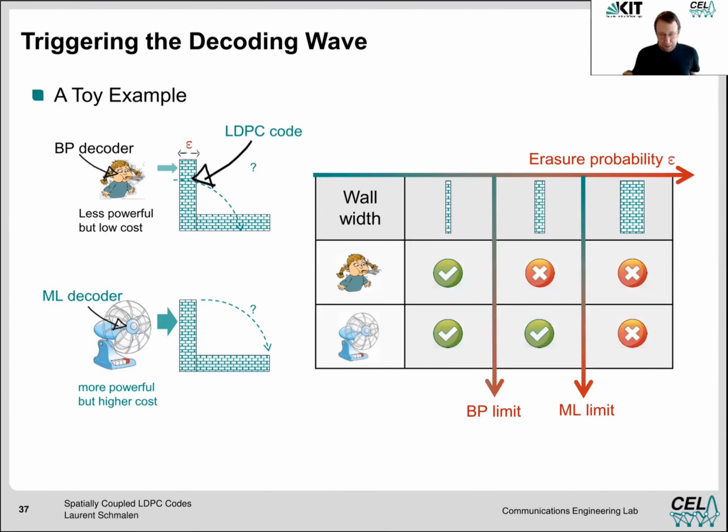So at some point in time, at the threshold, the child is not successful to push over the wall anymore, but a more powerful device like a maximum likelihood decoder would be. So how can we get from this threshold towards the maximum likelihood decoding performance?